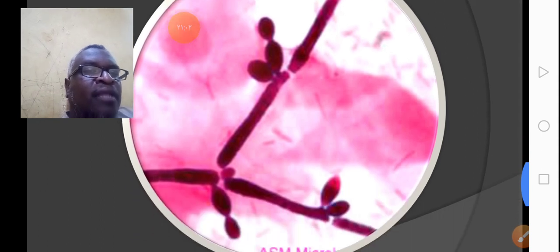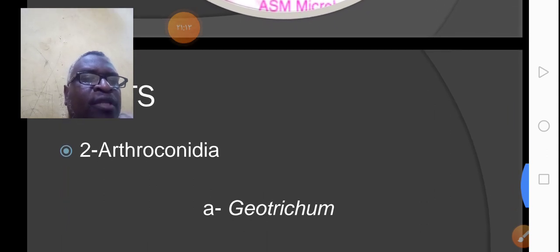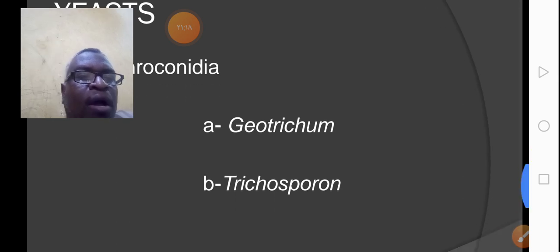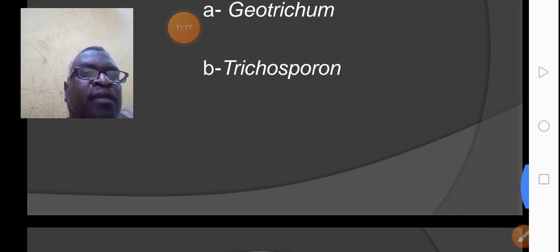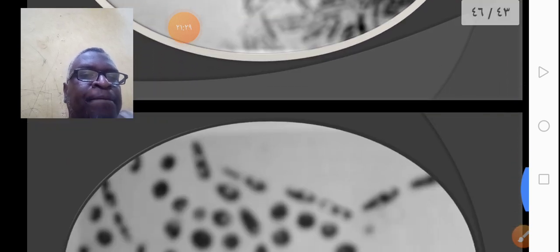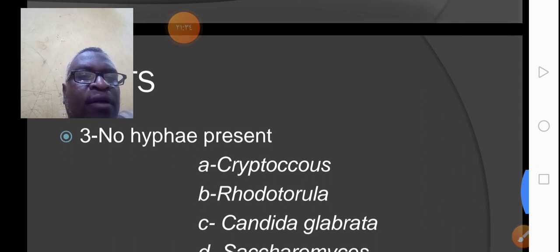So as you see, this pseudohyphae is the same as a sausage, and above there is a budding of the yeast by Gram stain. Another yeast shape we call arthroconidia, like Geotrichum and Trichosporon, which are responsible for infection of certain types of hair. As you see, this is a part of arthroconidia, as in Trichosporon, and also no hyphae present.